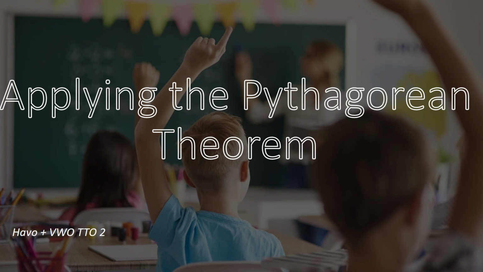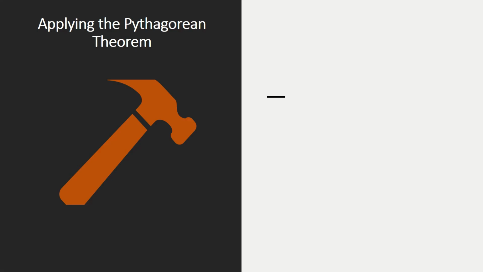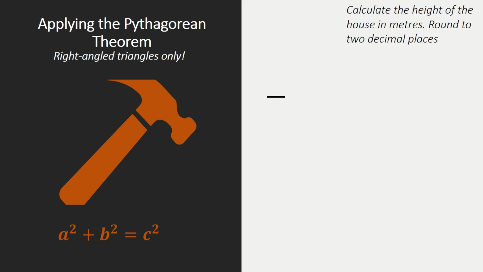In this video, you will learn how you can apply the Pythagorean Theorem in problems of your daily life. Please remember that you can only use the Pythagorean Theorem in right-angled triangles, and that the Pythagorean Theorem is a squared plus b squared equals c squared, which is the same as the adjacent edge squared plus another adjacent edge squared equals the hypotenuse squared. And of course, everything squared.